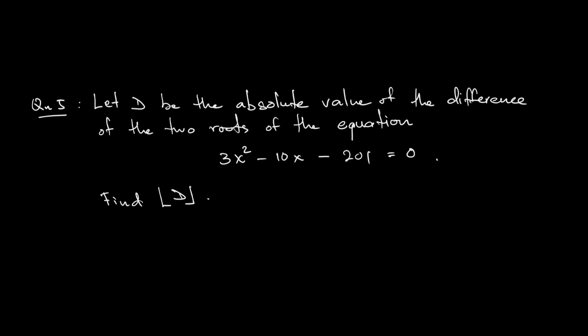So the question asks, what is the floor of D? So floor of D means the question asks you to find the integer part of D. Alright, let's try it out together. Quadratic equation, okay? If using the quadratic formula, the two roots are negative b plus minus square root of the discriminant divided by 2a.